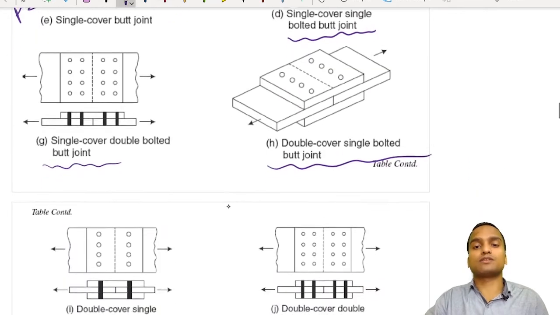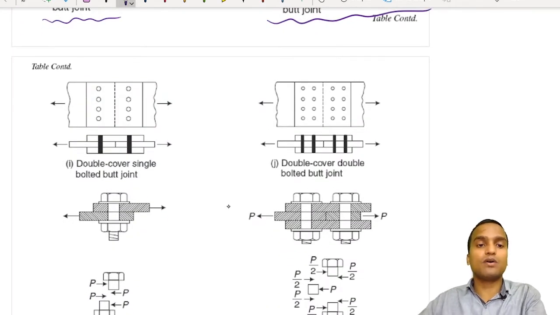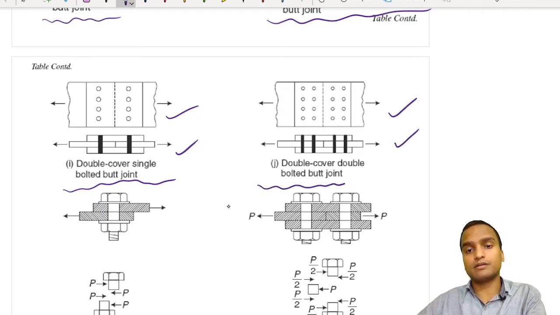And this is more stable. This is the top view of the double cover single bolted butt joint, and this is the cross sectional view. This is the top view and cross sectional view of the double cover double bolted butt joint, because there are two rows of bolts on each of the plates.